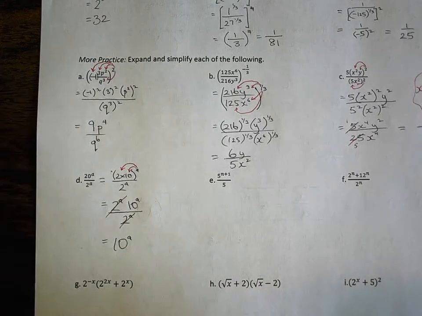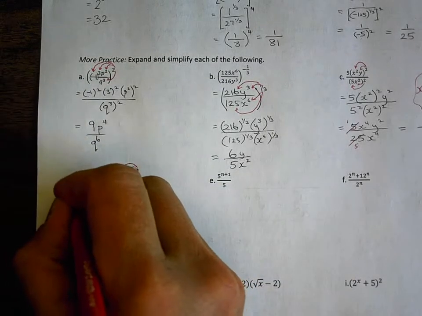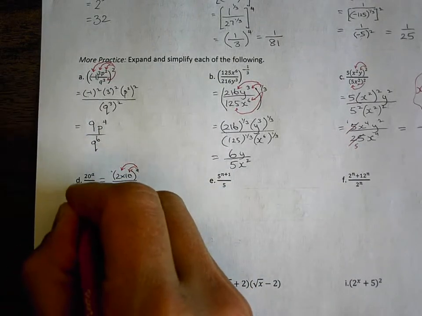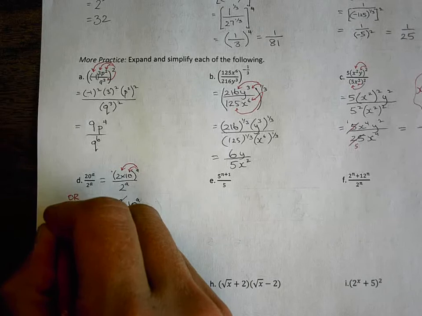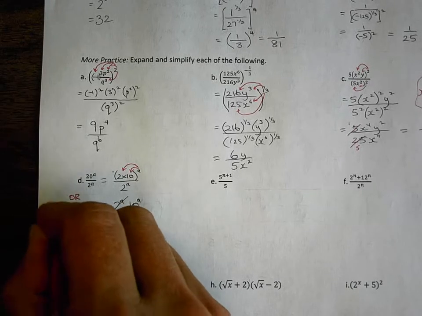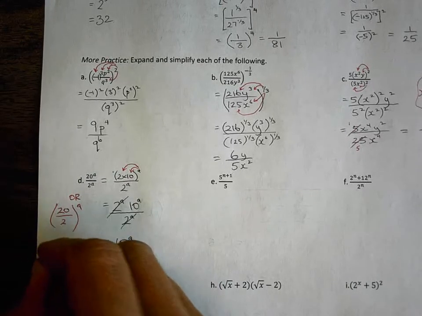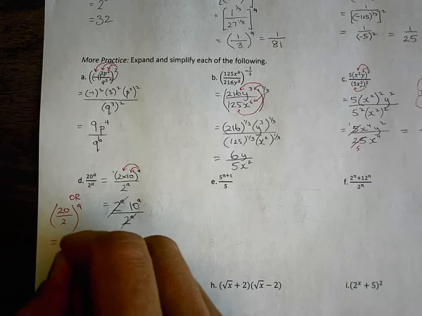I suppose another way you could have done this one would have been to recognize that you have 20 over 2 all to the a, so that becomes 10 to the a.